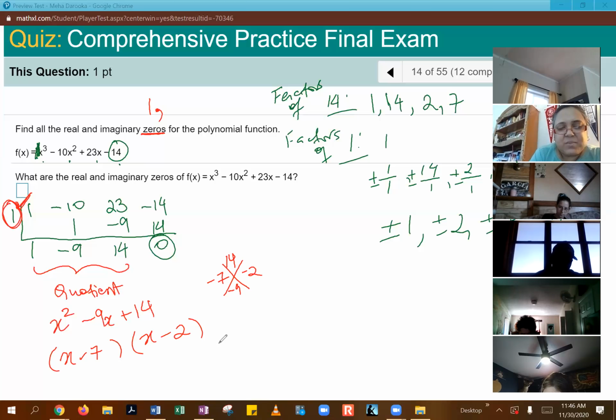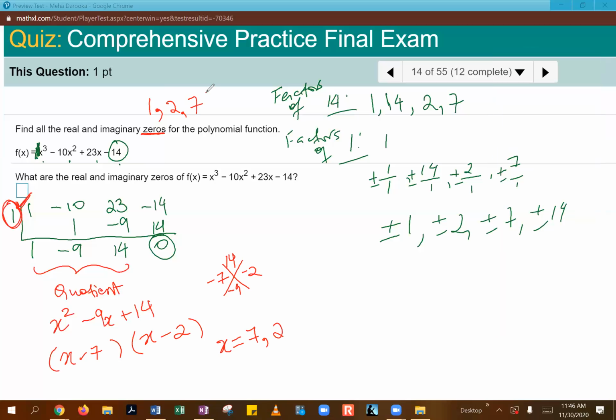When you take each one of these equal to 0, you would get x equals positive 7, x equals positive 2. So those are also going to be your roots. This is a third degree polynomial, so at the maximum, you should have 3 roots, and that could be with or without including multiplicity. In this case, of course, you have 3 distinct answers: 1, 2, and 7.